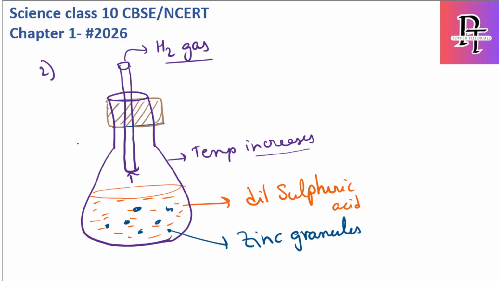Okay, so these are the basic examples, and in detail we'll cover the types of chemical reactions in the coming parts. And now we'll study what a chemical equation is.